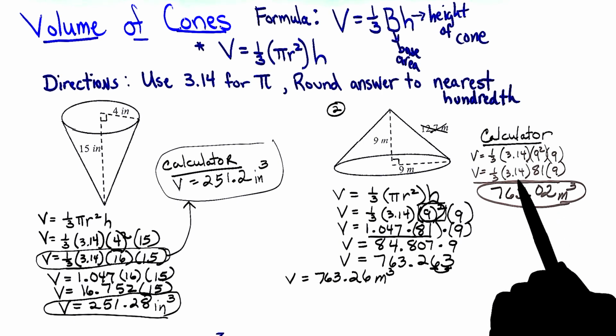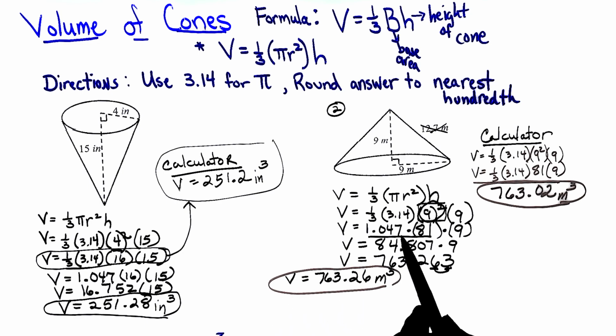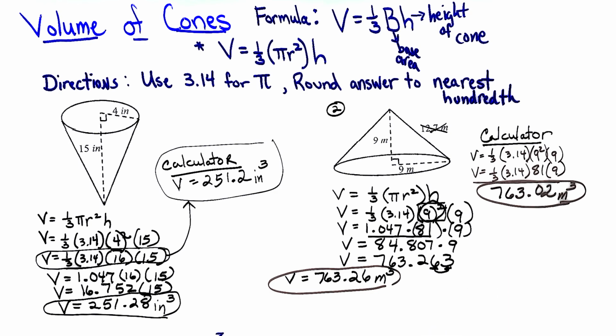And our answers are always rounded because we're using 3.14, and 3.14 goes on forever. But notice the difference of those two answers. It is a little bit because we gave a rounded answer and then we multiplied it times 81 and times 9. So this is if you did it by hand. This answer is if you would have done it by a calculator.